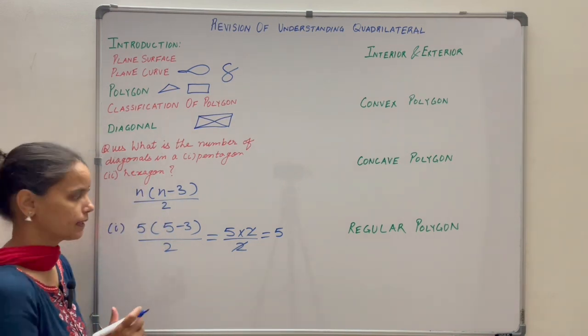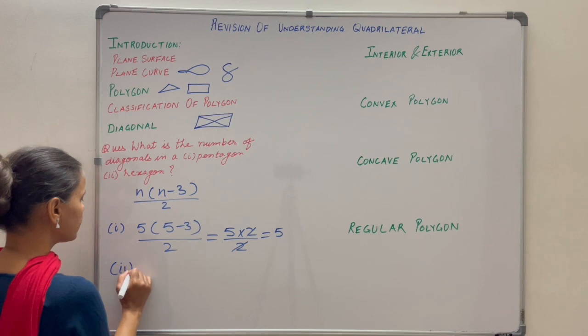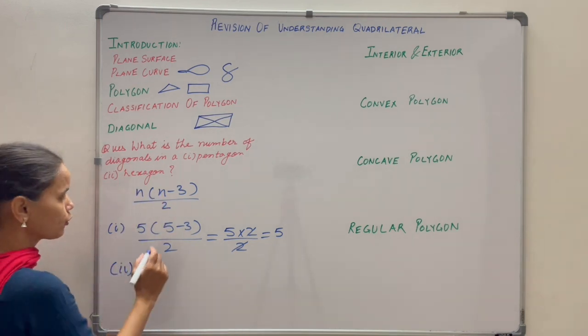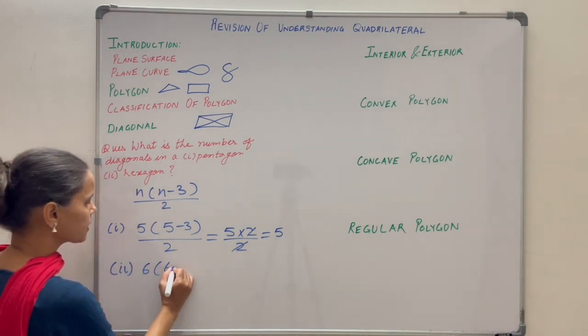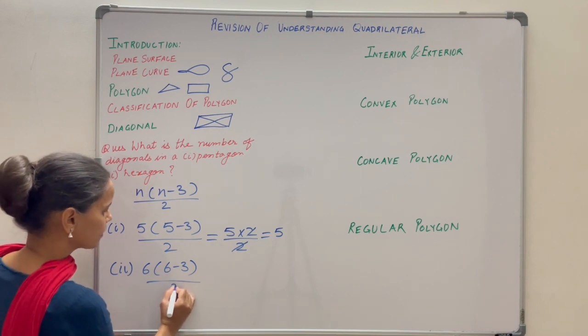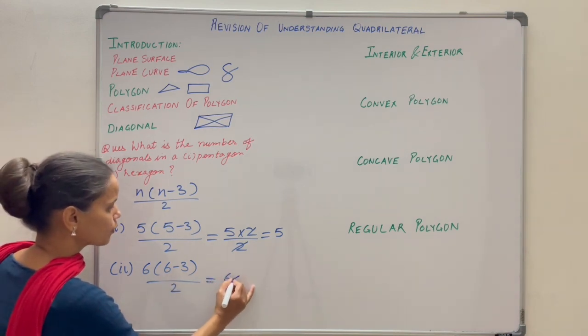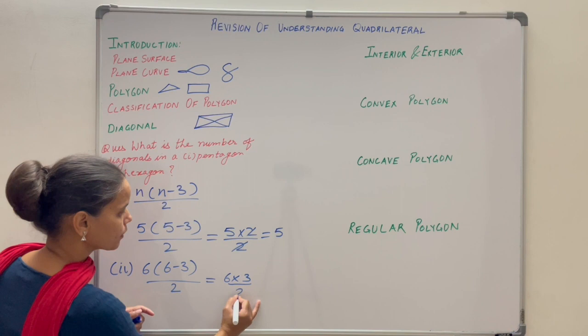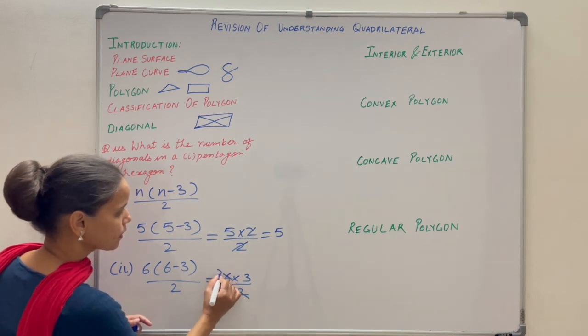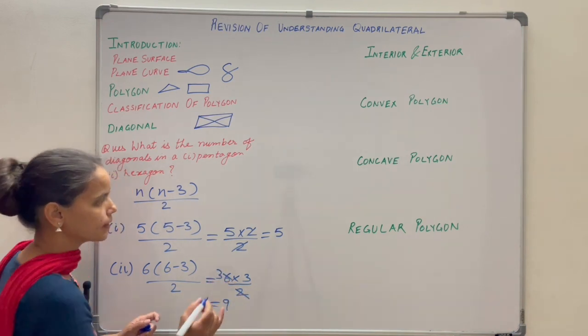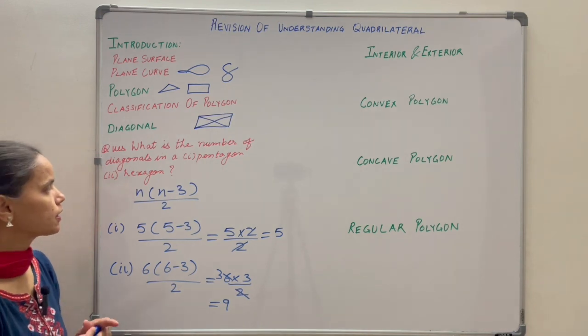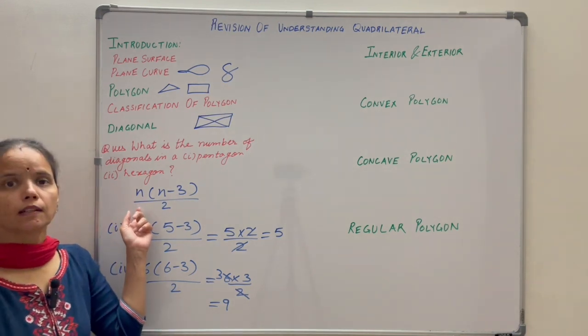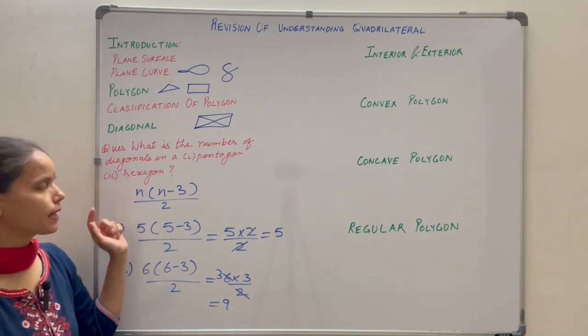Hexagon means 6 sides. So for 6 sides, n is 6. You just replace n equals 6. So you will get 6 into (6 minus 3) is 3, upon 2. You can cancel this, so you get 9 diagonals. So this is the formula to calculate the number of diagonals of an n-sided polygon.